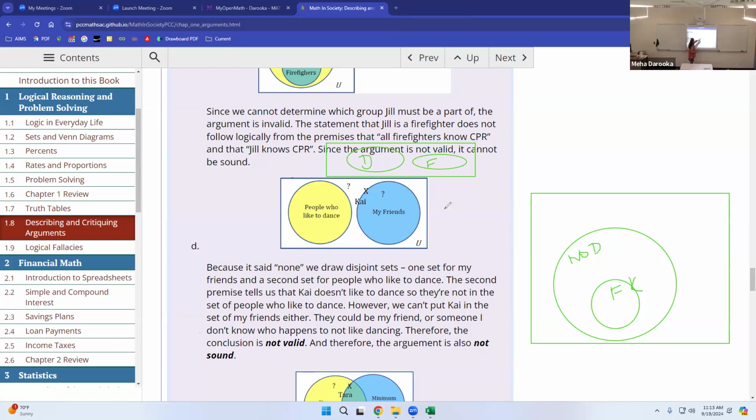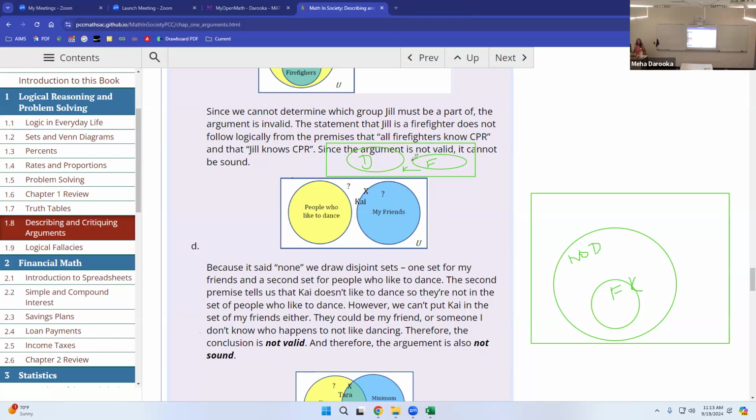And then you can see how we are placing Kai. Kai could be my friend, but there's nothing to tell us that Kai is my friend or not. We just know Kai does not like to dance, which means Kai can be here, right? Kai can be inside my circle of friends, or Kai can be on the border. So since we do not know where we can place Kai, there is no logical path that you can follow, which makes this a not valid argument, or an invalid argument. And that means it's not going to be sound either.